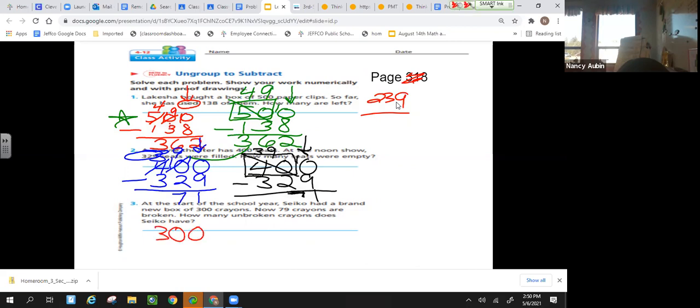You're trying this on your own. 79 broke. How many are not broken? Use whichever method you like. I don't mind as long as you're getting the correct answer. You could try both of them if you want, like we did.